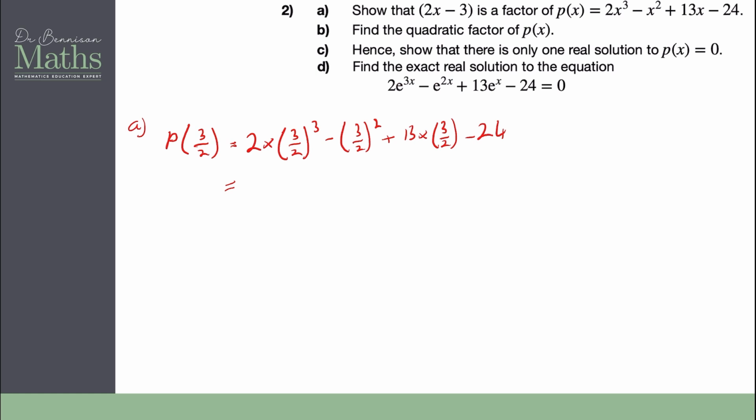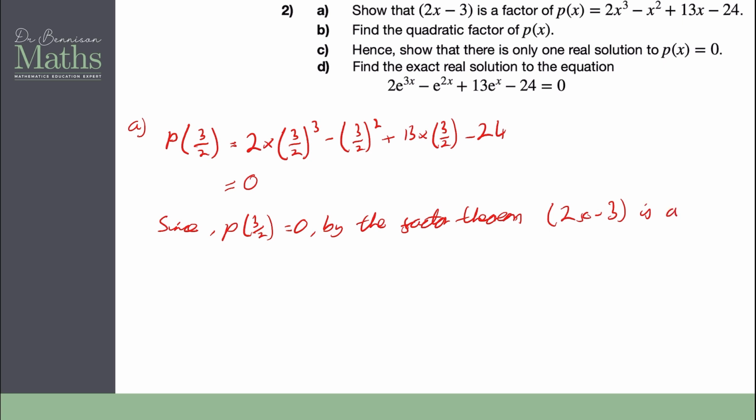So we do get 24 from those first three terms, minus 24 equals 0. So since p of 3 over 2 equals 0, by the factor theorem, and make sure that we state this, 2x minus 3 is a factor of p of x.